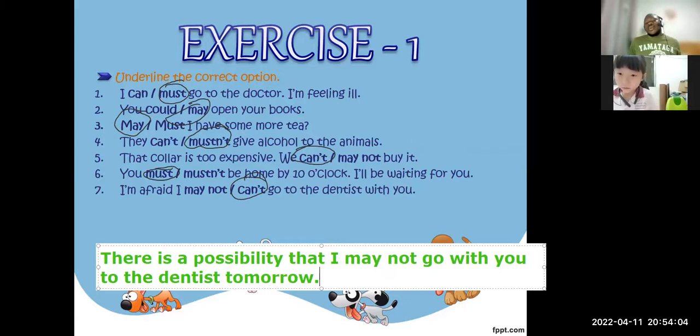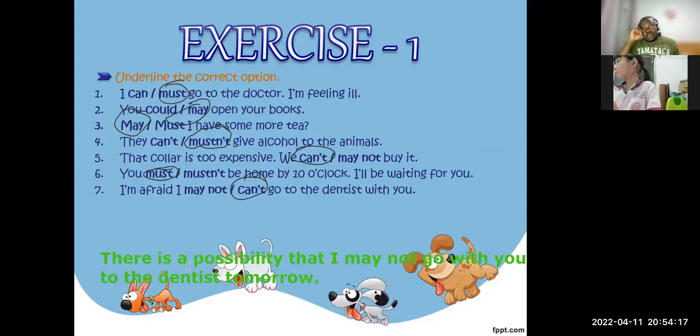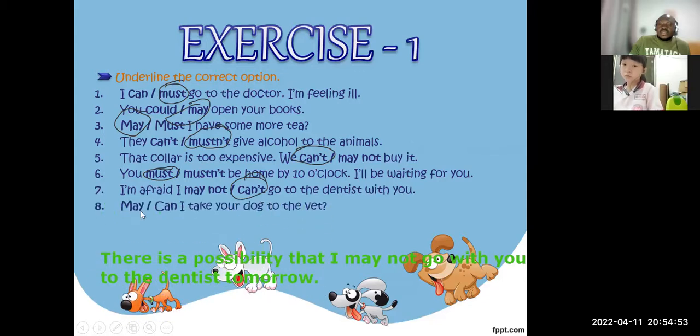So here we're saying there is a possibility that I may not go with you to the dentist tomorrow. What are we saying here? We're saying maybe or maybe not. We can go or we cannot go, but I'm not sure about tomorrow. We have to wait and see until we get to tomorrow. So that is why we say I can't right now. And then I think this is the last one. May I take a dog? Can I take a dog to the vet?